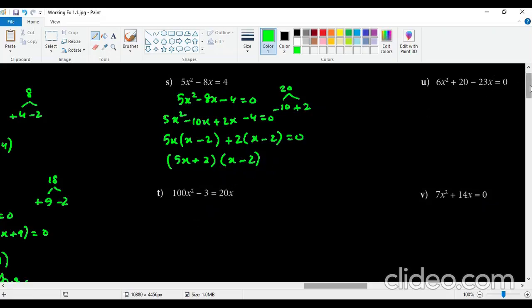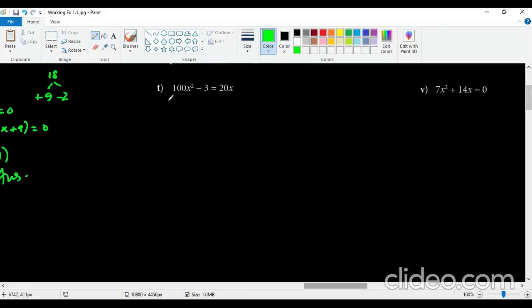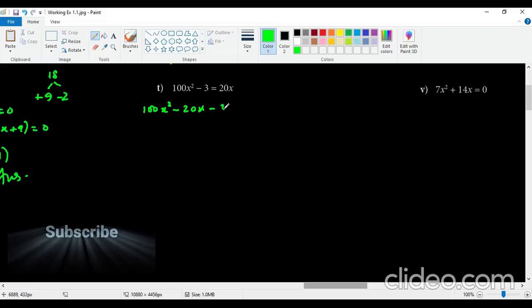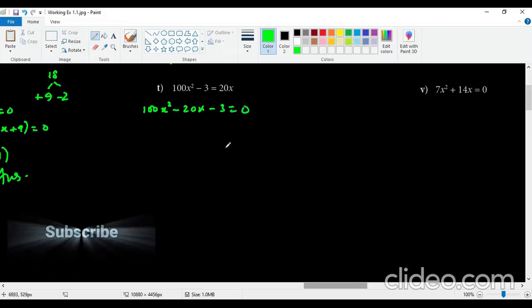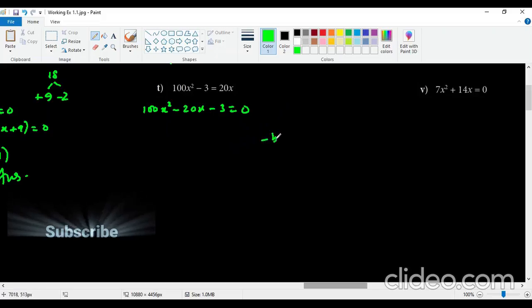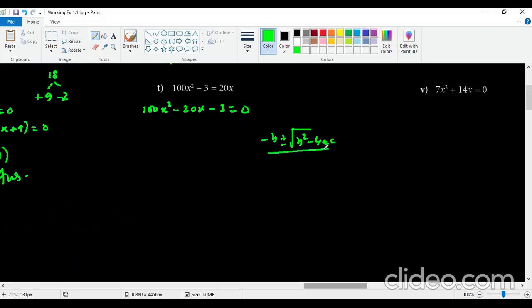This is a different question. This cannot be solved by using factorization method. So I'm using quadratic formula method. So first I will rewrite this 100x square minus 20x and minus 3 equals 0. And quadratic formula you know very well. It is minus b plus minus under root b square minus 4ac over 2a. So now in here a is 100, b is a negative 20, and c is equals to negative 3.